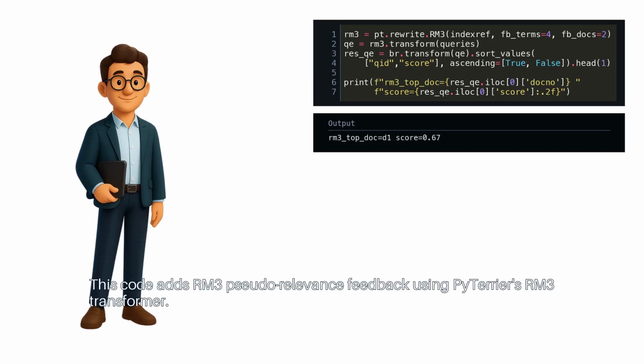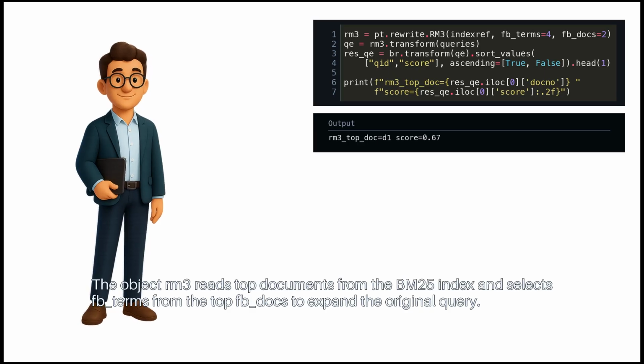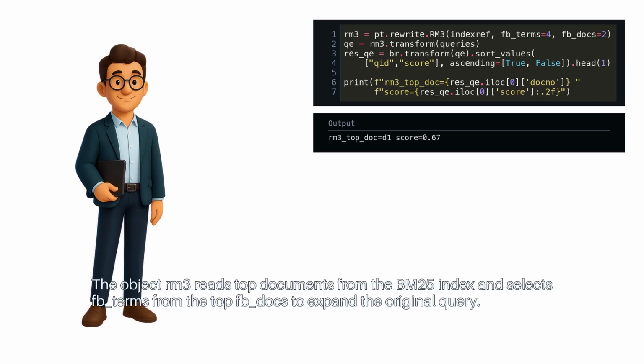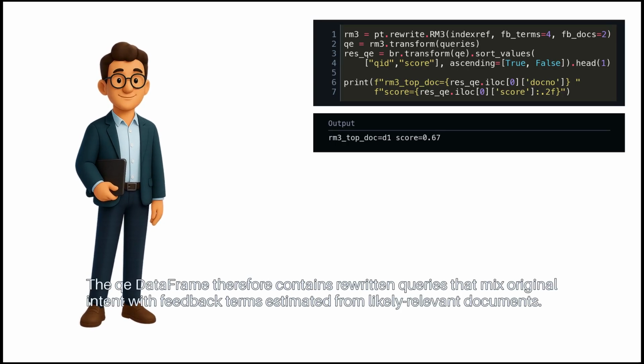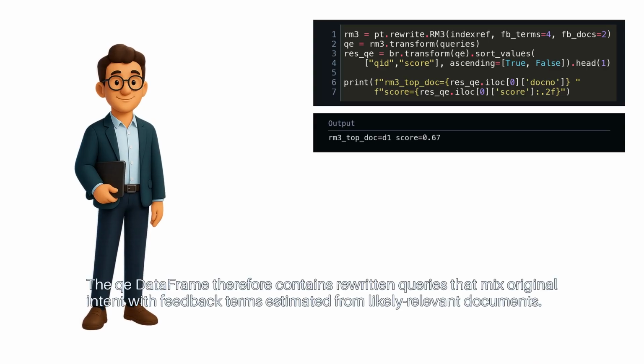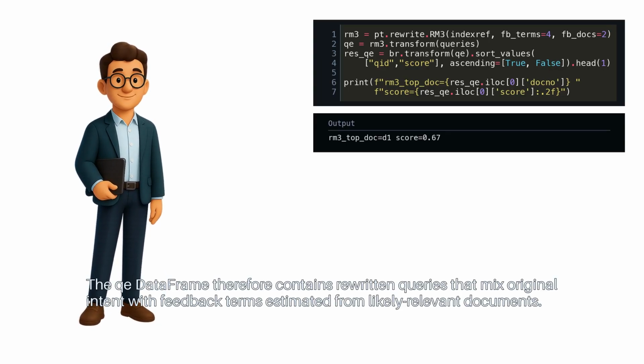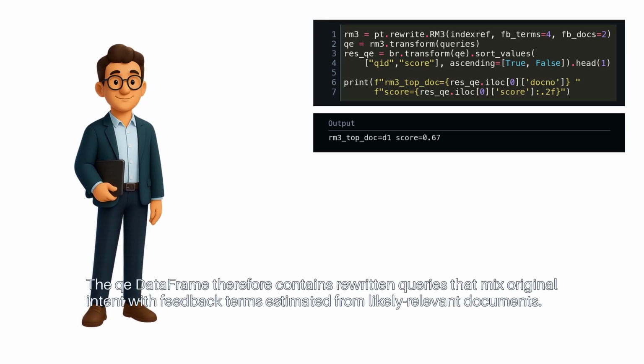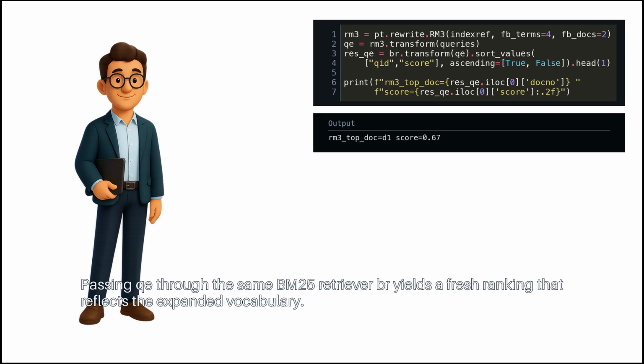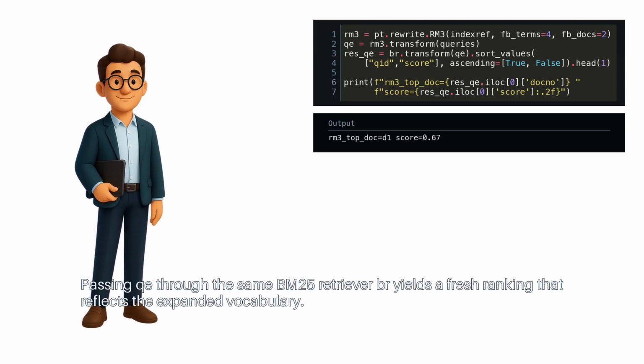This code adds RM3 pseudo-relevance feedback using PyTerrier's RM3 transformer. The object RM3 reads top documents from the BM25 index and selects fb_terms from the top fb_docs to expand the original query. The QE data frame therefore contains rewritten queries that mix original intent with feedback terms estimated from likely relevant documents. Passing QE through the same BM25 retriever BR yields a fresh ranking that reflects the expanded vocabulary.